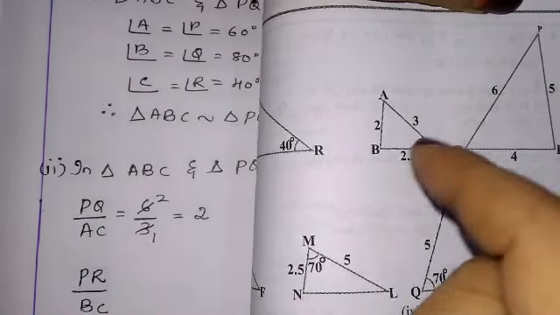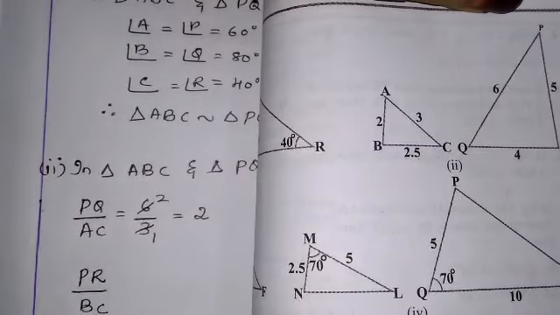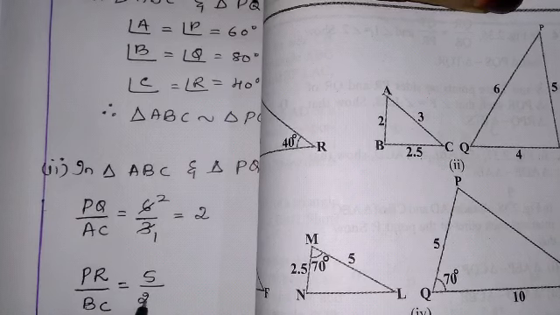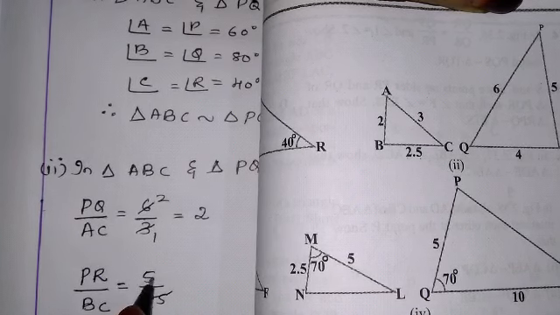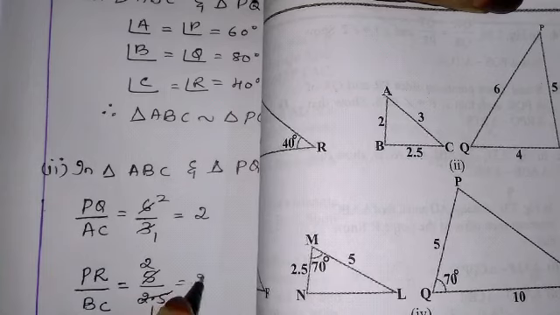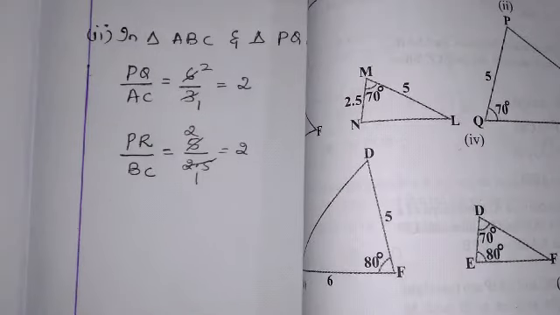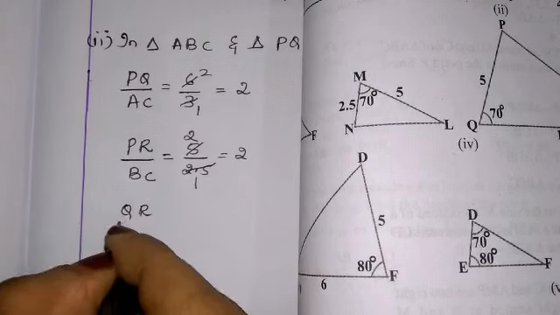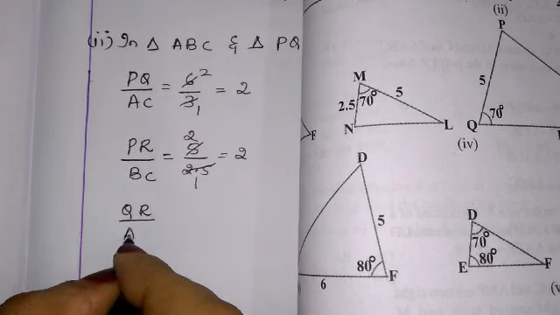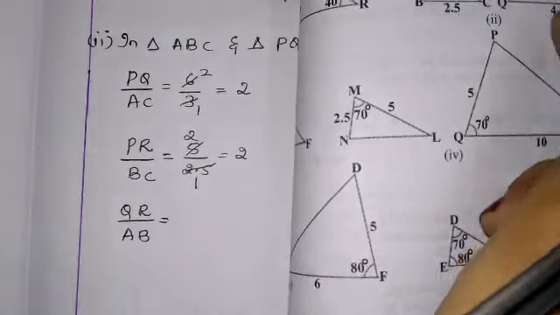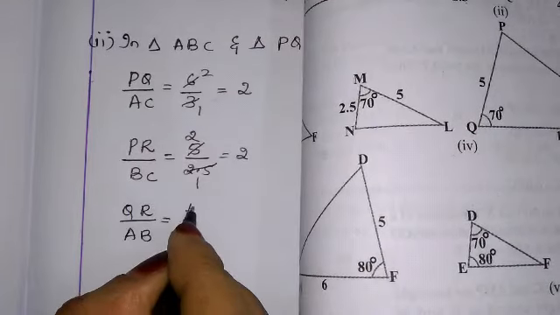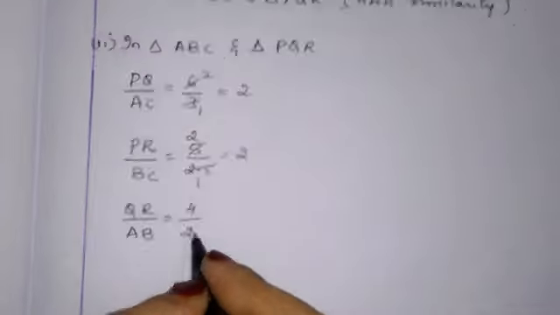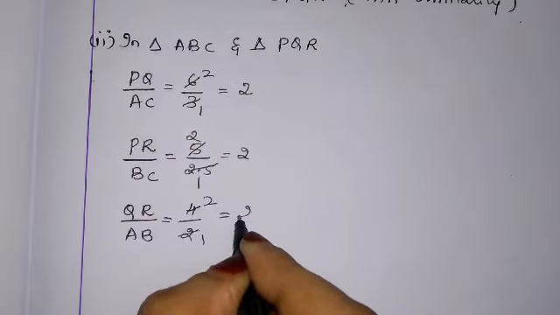You can see PR and BC. This is the base, right? So PR how much? PR is 5 and BC is 2.5. You know that 2.5 ones are 2.5, 2.5 twos are 5. Again next, we can see last side QR by AB. QR value is base 4 and again here base 2. So 2 ones are 2, 2 twos are 4.